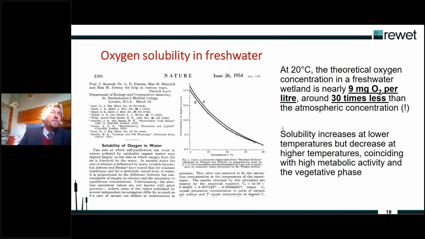And this amount of oxygen is decreasing along with increasing temperature. So when the plants have the peak of their biomass, or when they start their decay, in temperate areas like Italy, for example, the water column can get up to 30 degrees or 32 degrees, and there is very little oxygen available for the plants and for the microbial communities for their respiration.